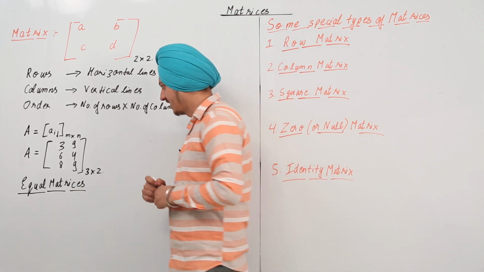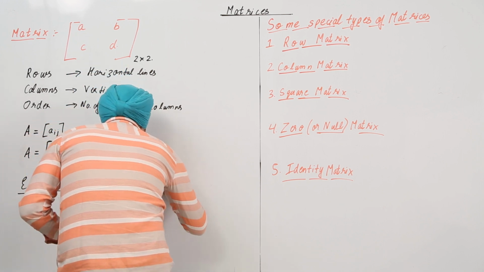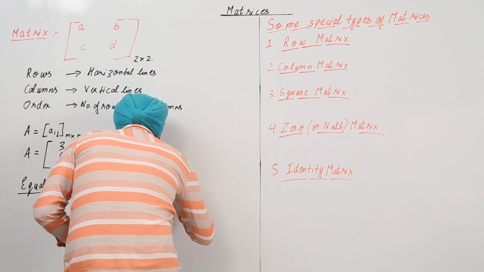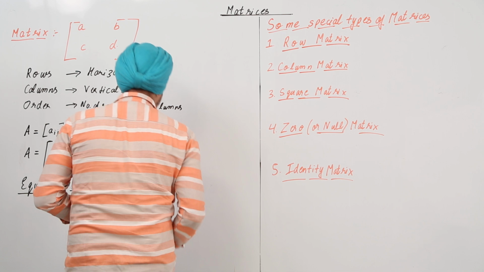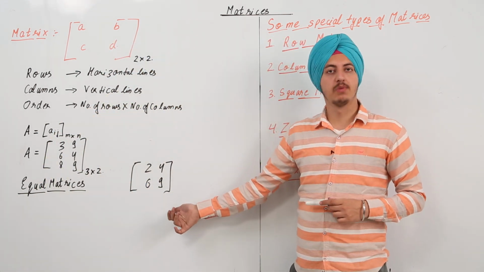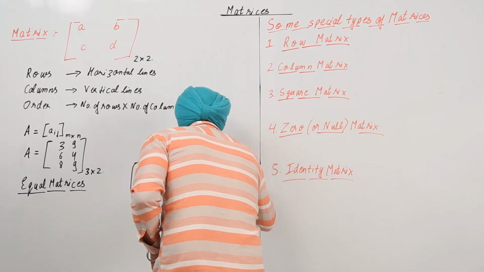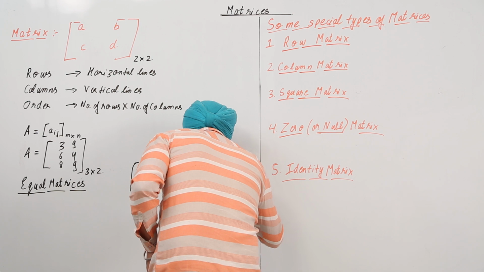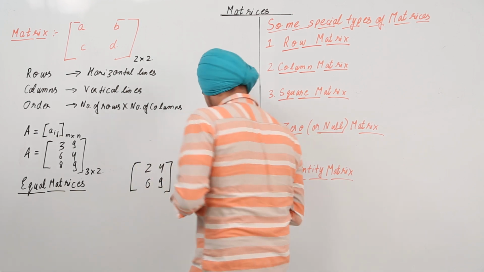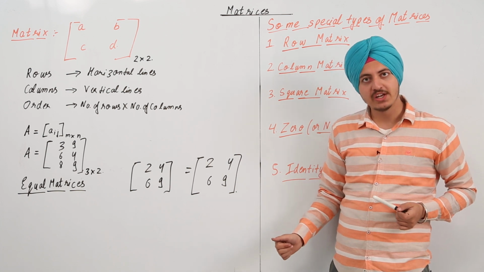Now let me take an example. We have one matrix as 2, 4, 6, 9, right? What is the order of this matrix? It is 2 by 2. And this matrix is equal to this matrix, 2, 4, 6, 9, right? Order is same and all the corresponding elements are same, right?